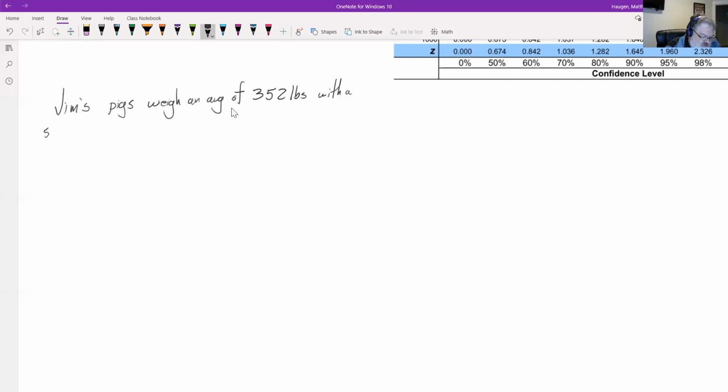Jim's pigs weigh an average of that. We do need a standard deviation of, I imagine pigs are pretty varied, 34 pounds. Wow. That's Jim's pigs.